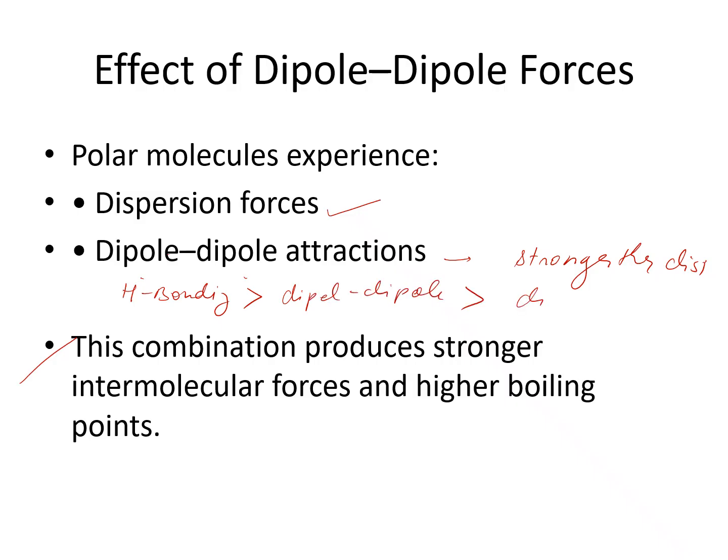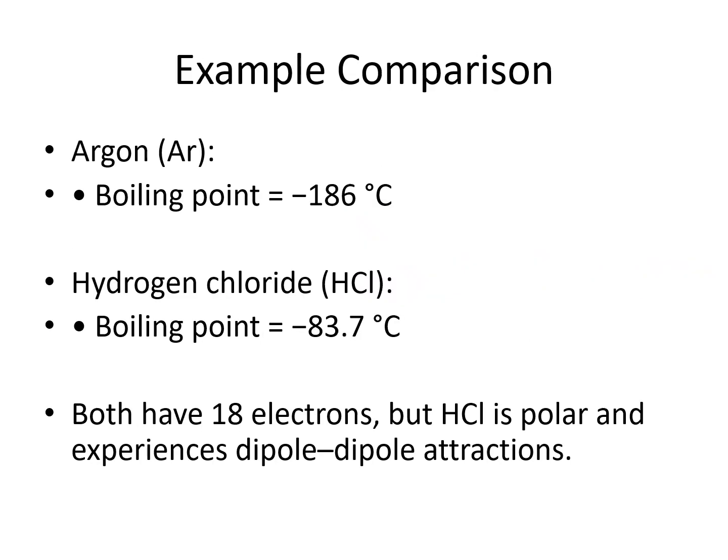Then you will have dispersion or London forces, right? Next, example comparison. So if we have argon, you know argon is a neutral gas, they are inert, they are not going to make any bond, they're not going to lose any electron or accept. That's why they are neutral. And so they have only the dispersion forces. Only dispersion force exists between their atoms.